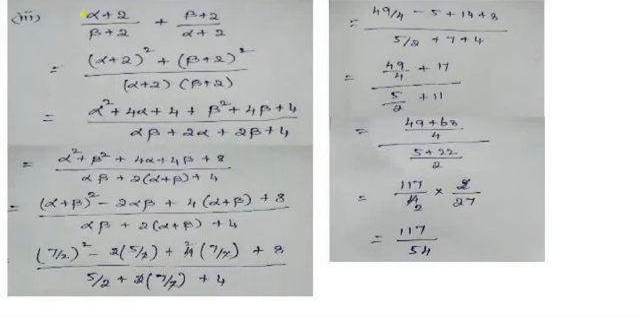Next, last one. So alpha plus 2 divided by beta plus 2 plus beta plus 2 divided by alpha plus 2. So cross multiplication to make the denominator same. So if you multiply this, we will get alpha plus 2 the whole square plus beta plus 2 the whole square divided by alpha plus 2 into beta plus 2.